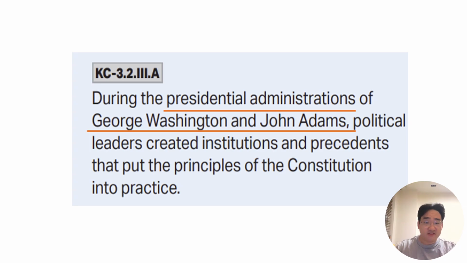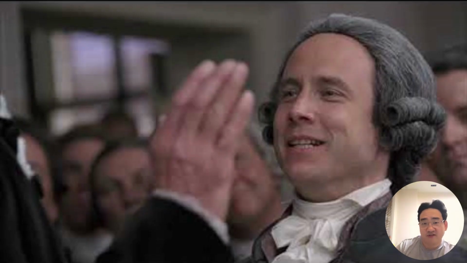So this one basically says key concept. We're going to be talking about the presidential administrations of George Washington and John Adams, just like we said before. George Washington is going to be elected our nation's first president. He's going to be the head of the executive branch. So what I need you to do is play the video. He is going to swear an oath to the Constitution, and this is the same oath that all other presidents take when they become president.